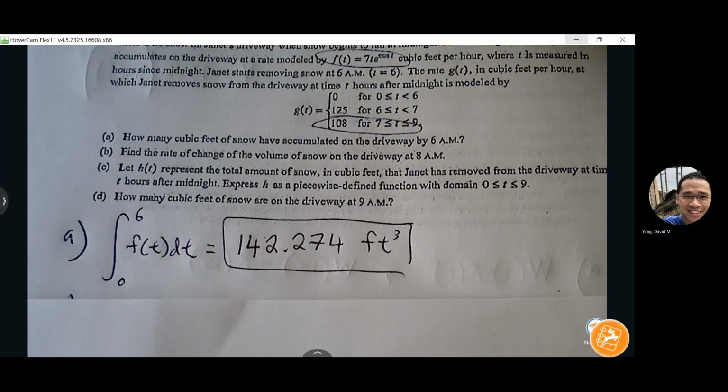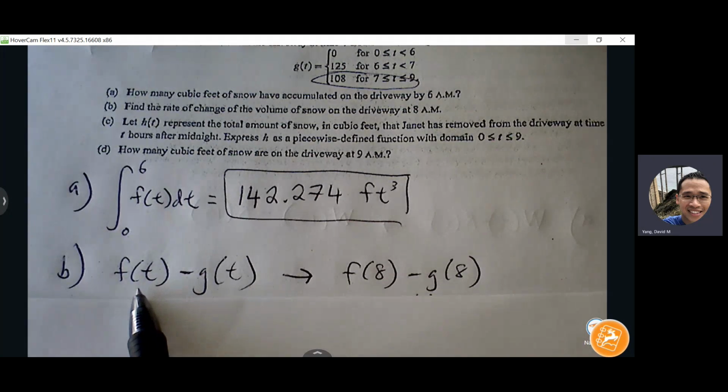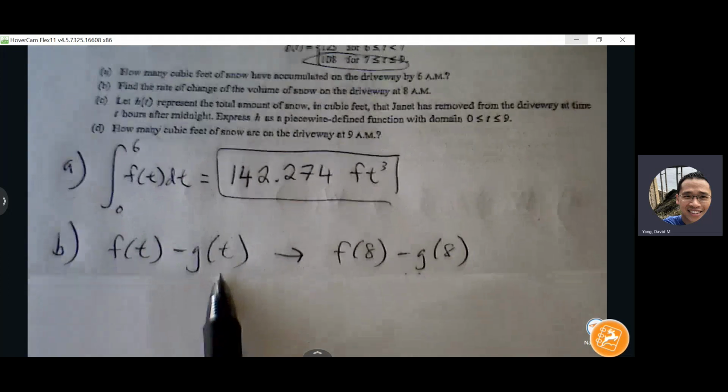Okay, part B. Find the rate of change of the volume of snow on the driveway at 8 a.m. So this is similar to the previous problem in the sense that there are two rates going on, and we want to know which rate is winning. If the rate is positive, then we know there's more snow on the ground than is being removed by Janet. But if the rate is negative, then we know that that volume of snow is decreasing. So we have the two rates, we can just compare them. We can find the rate of the snow falling. We can find the rate that Janet is working, and we just subtract them.